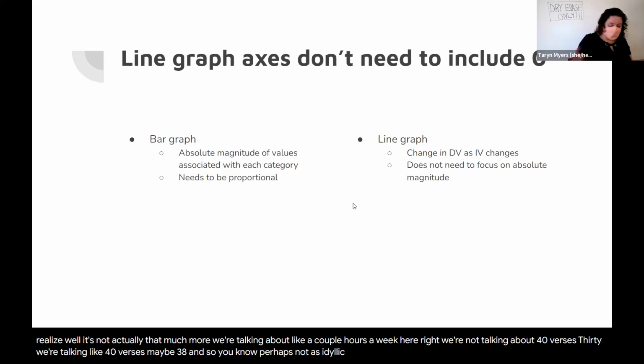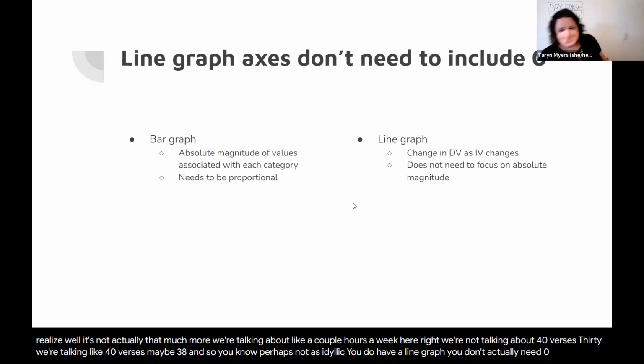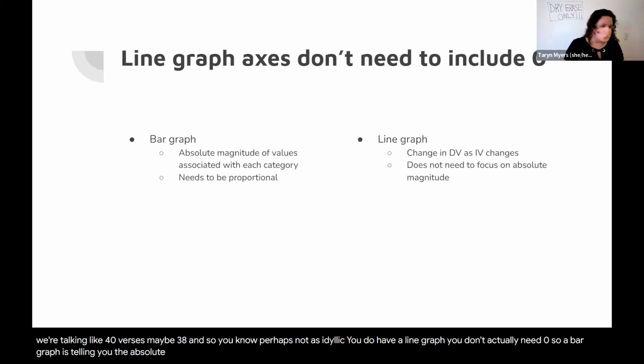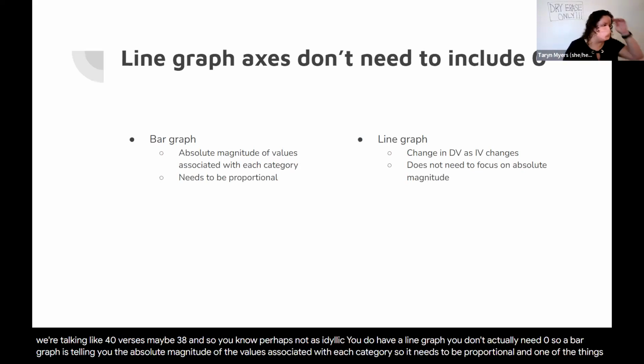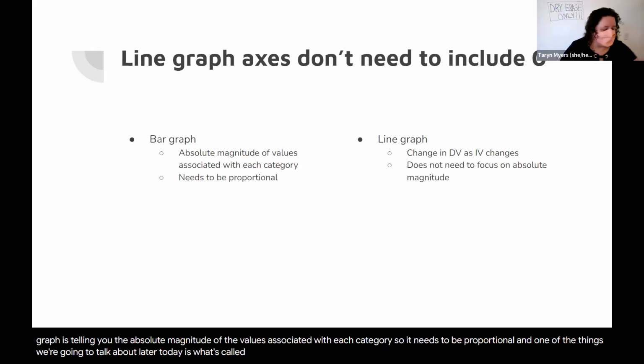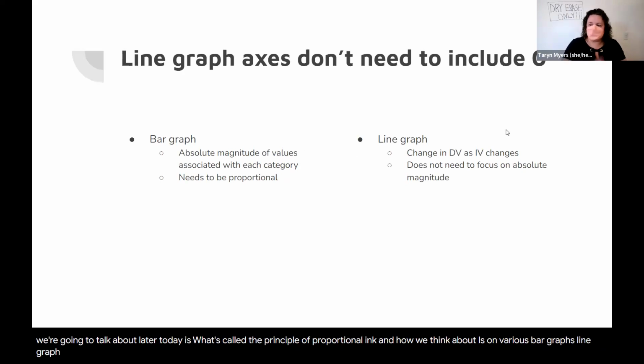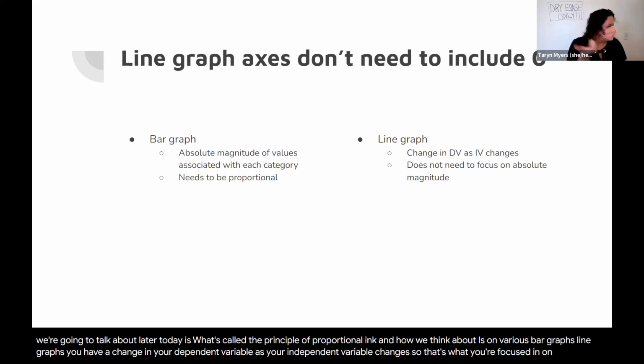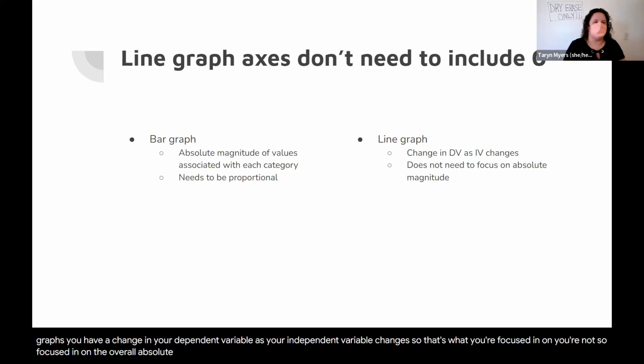If you do have a line graph, you don't actually need 0. So a bar graph is telling you the absolute magnitude of the values associated with each category. So it needs to be proportional. And one of the things we're going to talk about later today is what's called the principle of proportional ink and how we think about representations on various bar graphs. Line graphs, you have a change in your dependent variable as your independent variable changes. So that's what you're focused in on. You're not so focused in on the overall absolute magnitude. You're like, how are these two things changing together?